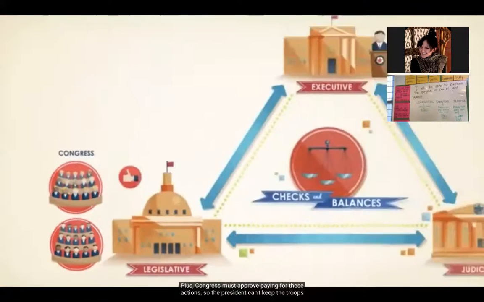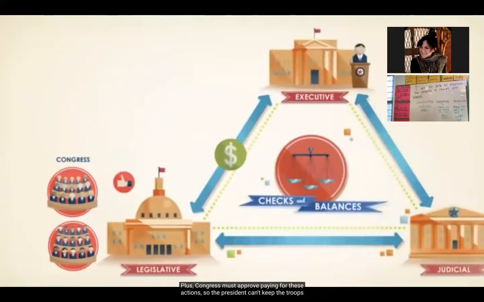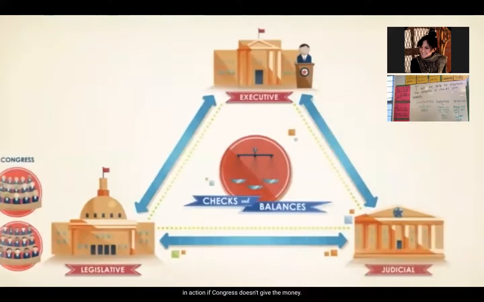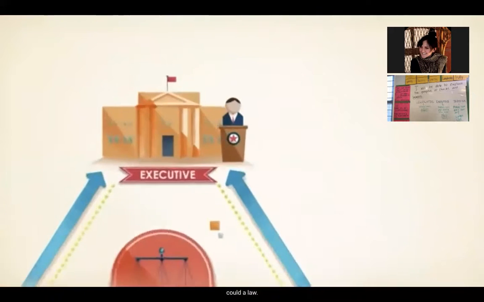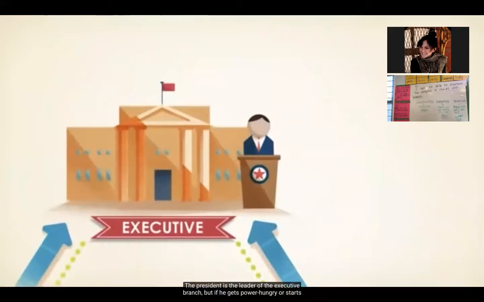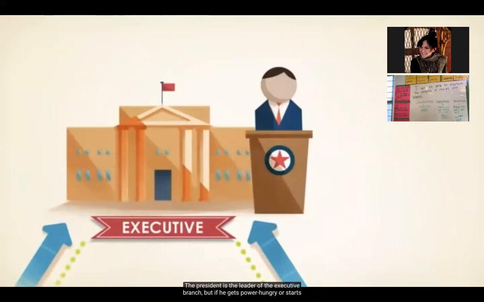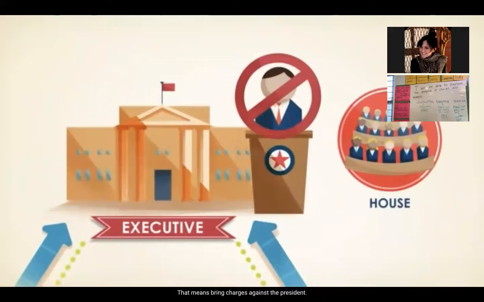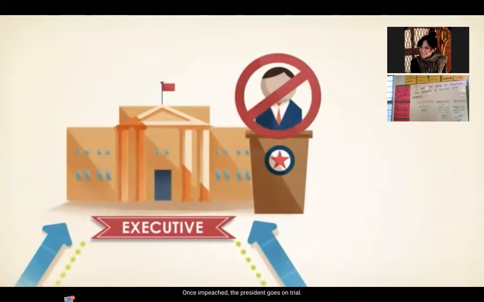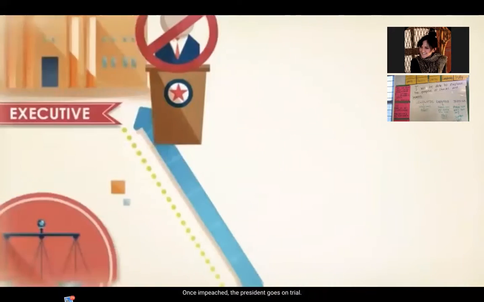Plus, Congress must approve paying for these actions, so the president can't keep the troops in action if Congress doesn't give him the money. The Supreme Court could rule the executive order to be unconstitutional, just like it could a law. The president is the leader of the executive branch, but if he gets power hungry or starts breaking laws, then the House can vote to impeach. That means bring charges against the president. Once impeached, the president goes on trial.